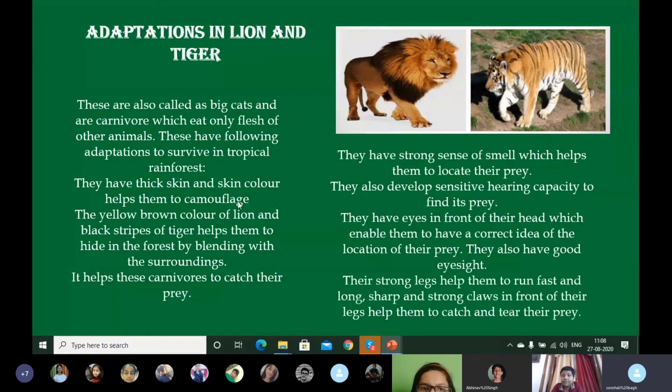And lastly, they have strong legs which help them to run fast, and long, sharp and strong claws in front of their legs which help them to catch and tear their prey.